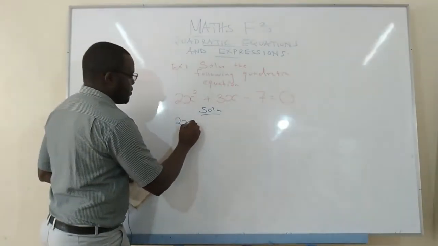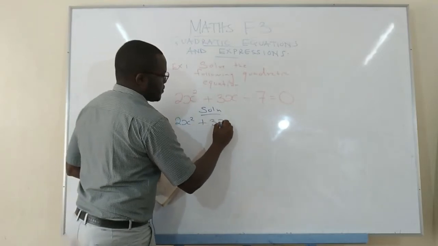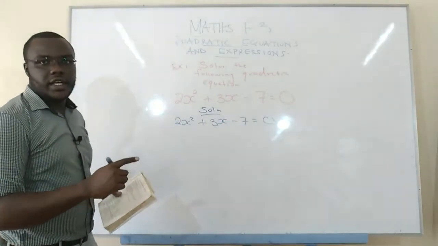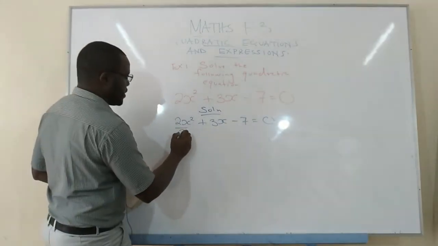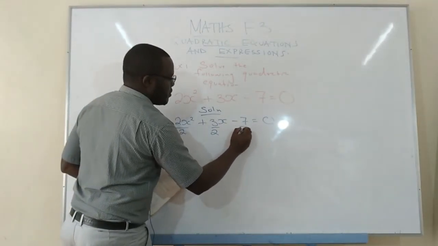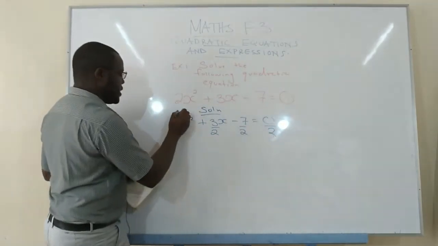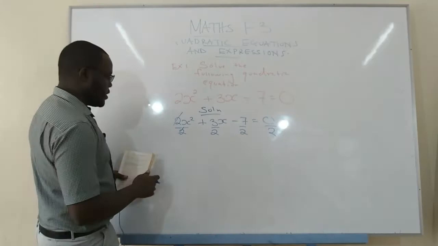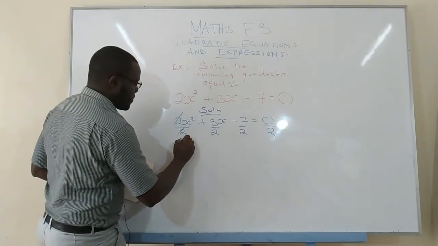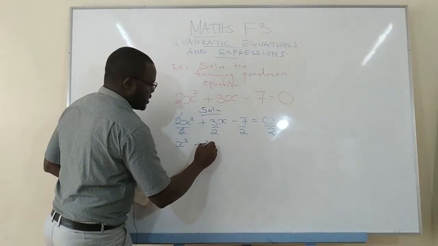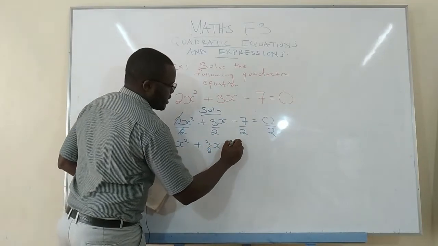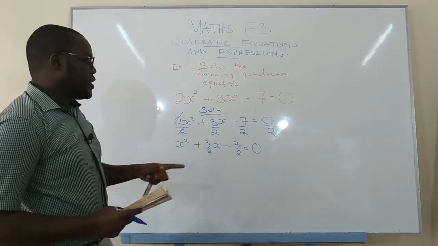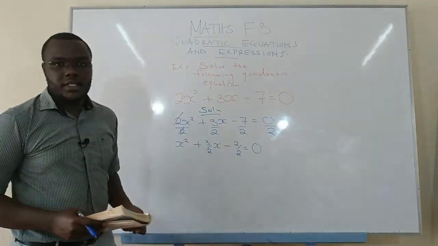We can take the equation and divide by 2 everywhere. So what will happen if I divide by 2? I am able to eliminate this a and make it equal to 1. So the question now becomes x squared plus 3 over 2 x minus 7 over 2 is equal to 0. Because you know 0 divided by any number is equal to 0.